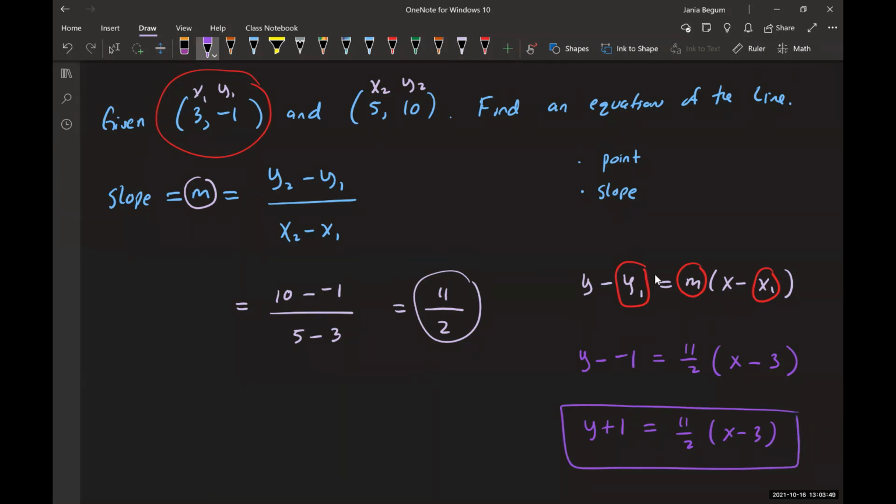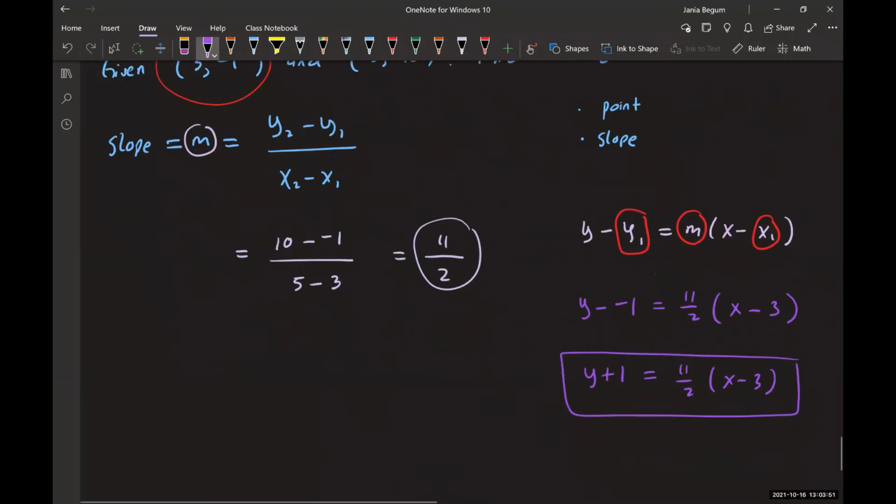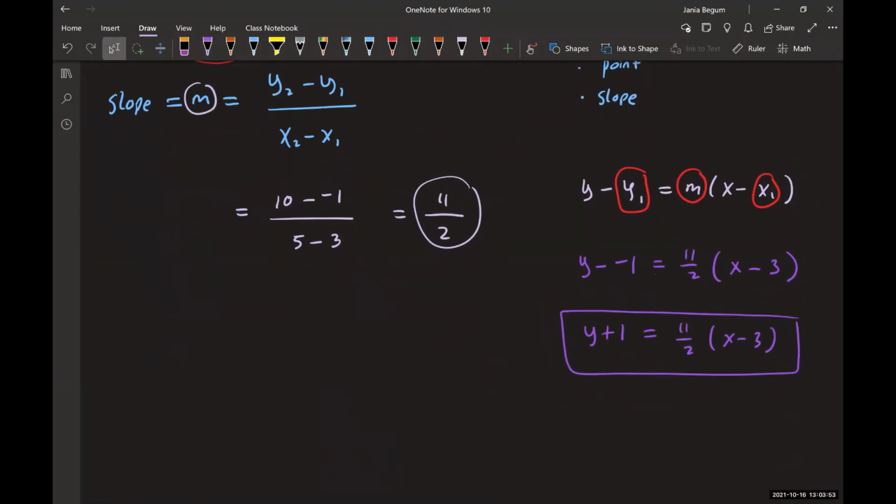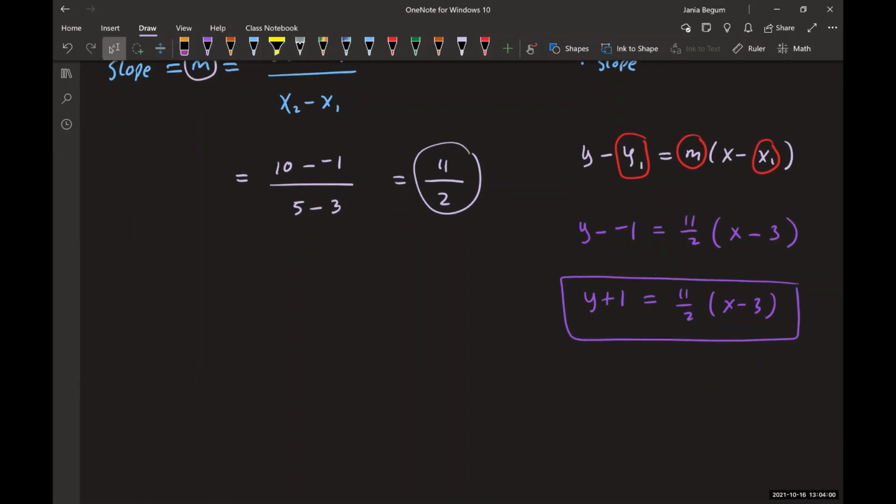Now, of course, you can move things around and write it in many different ways. If I want to go from here to slope intercept form, I would have to just simply solve for y. So let's go ahead and do that. Why not, right? So let's write in y equal mx plus b form. So I will have to distribute the 11/2. So you have y plus 1 is equal to 11/2 x minus 33 over 2.